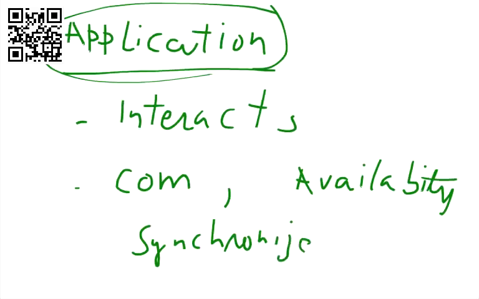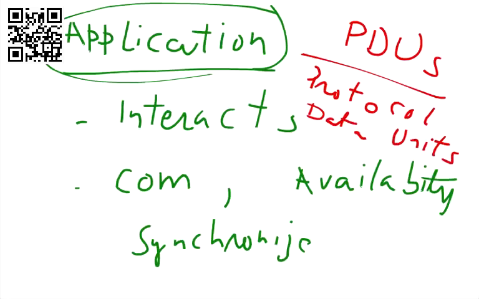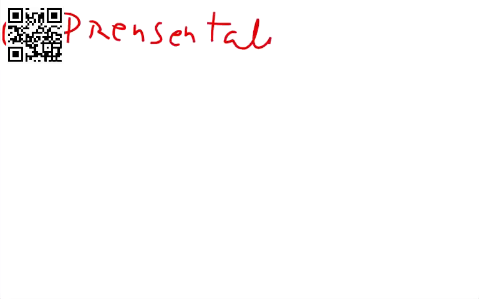user and the applications. And the application layer divides the message into PDUs. And PDUs stands for Protocol Data Units. And it hands over those PDUs to the layer under it, and that layer is called presentation layer in the OSI model.